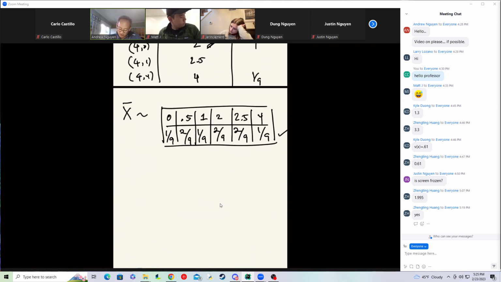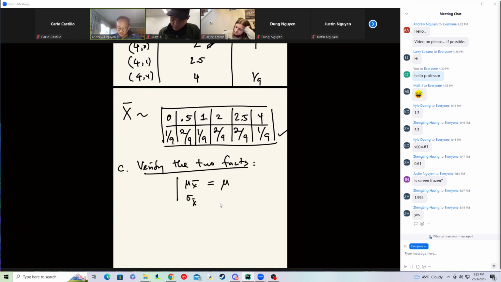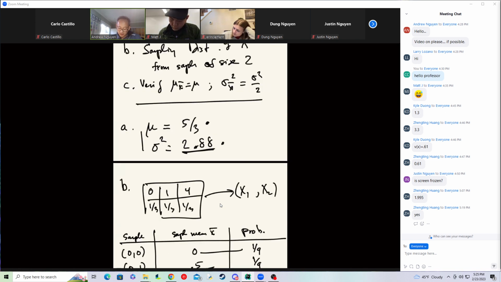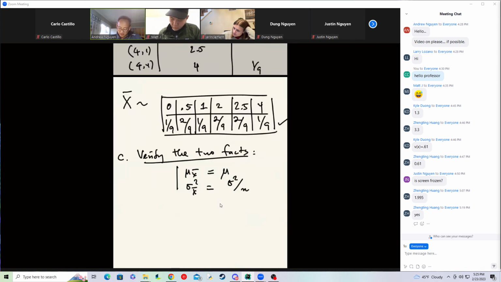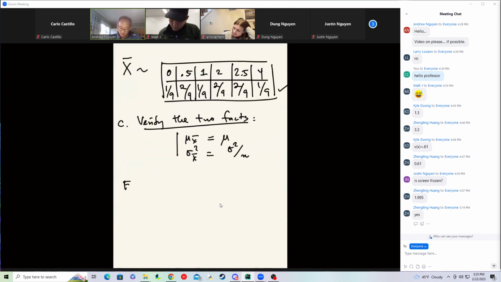Okay, so now I'm going to do part C. I'm going to verify the two facts, that mu of X bar is mu and variance of X bar is the population variance divided by n. I know mu. We calculated mu before. Mu is 5/3 and sigma squared 2.88 we calculated before. So now let's calculate mu of X bar. That's the expected value of X bar.